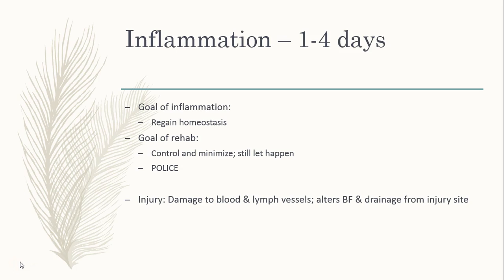What happens during the inflammatory phase is there's injury to the blood and the lymph vessels, which is what makes things turn black and blue. There's a change in blood flow, and there's often drainage in terms of drainage fluid, white blood cells, and damaged blood cells from the injury site.